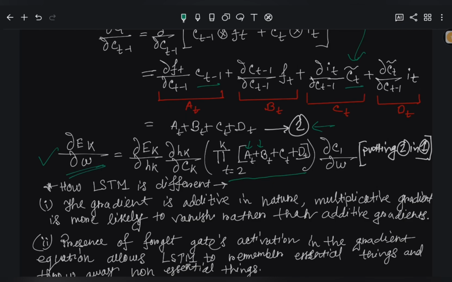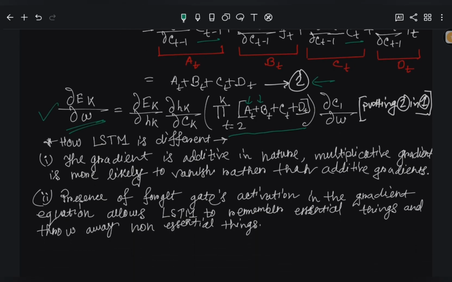So that CT will decide which part of the long-term dependency it should forget and which part of the long-term dependency it should remember, right? Using the different gates, it can pick up the crucial information from the long-term dependency, keep the things which are essential, and throw out which are not essential, right? So with these two things, we can say that LSTM will work much better in case of long-term dependencies compared with the RNN.